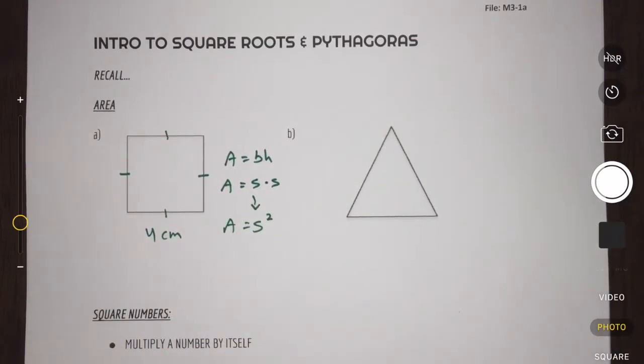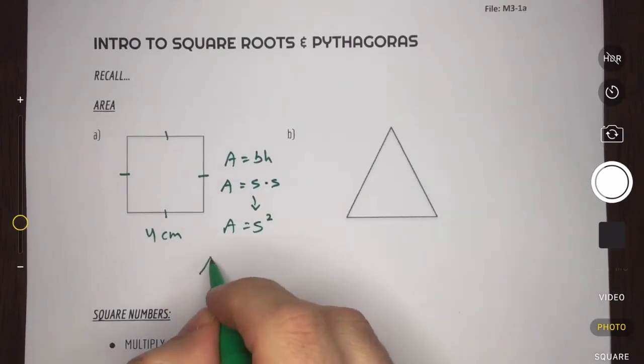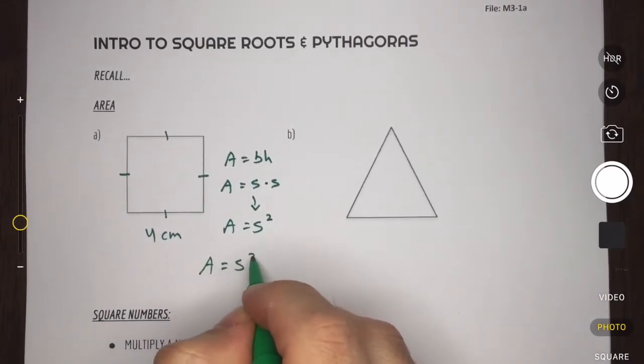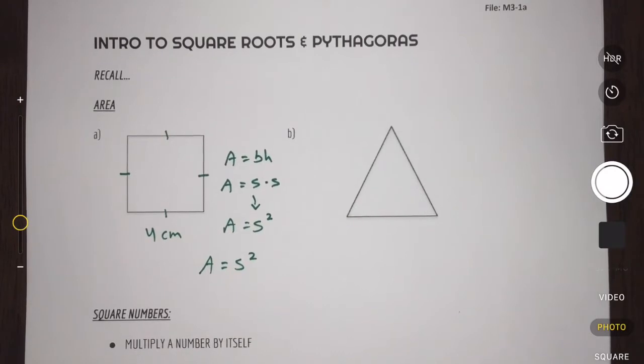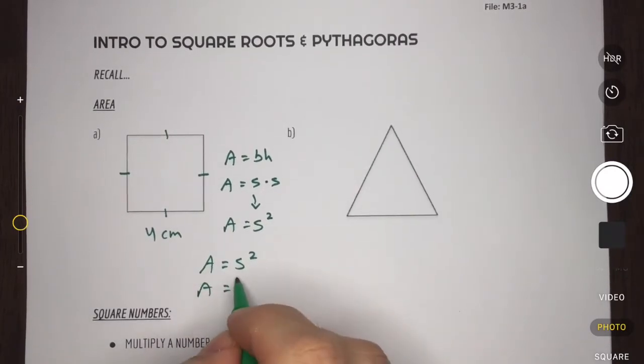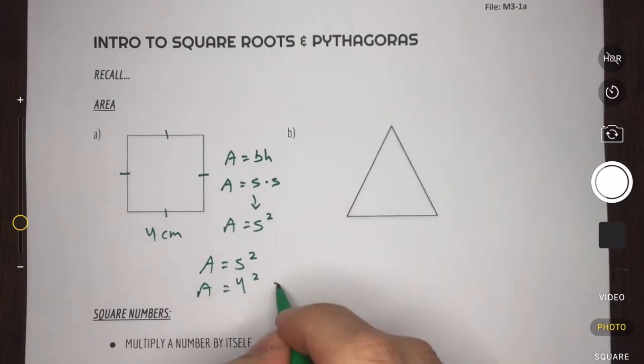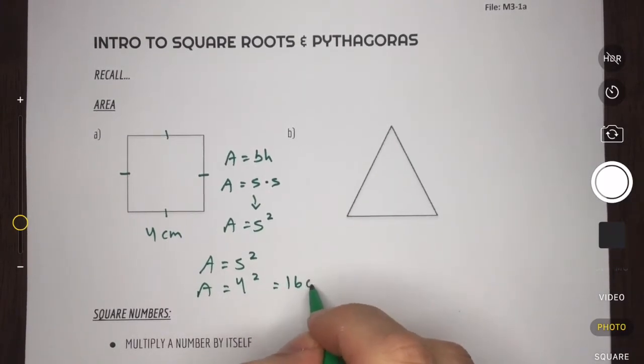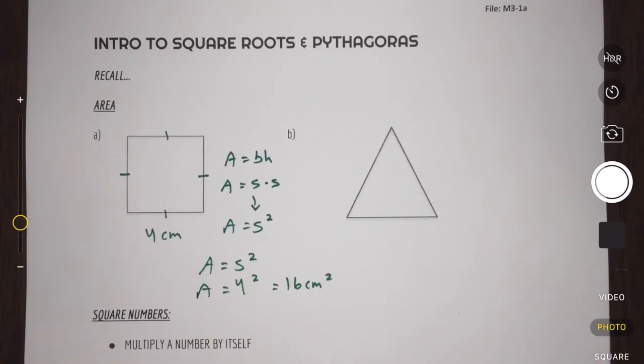So in the case of the area of this particular square, if we're looking at a side length and we're going to square it, our area is going to be 4 squared, which is going to give us an area of 16 centimeters squared.